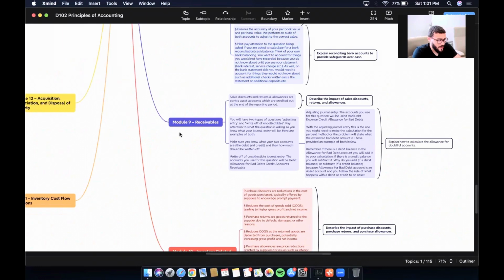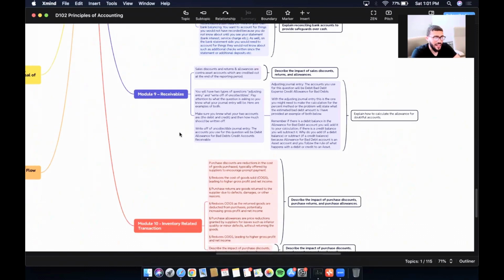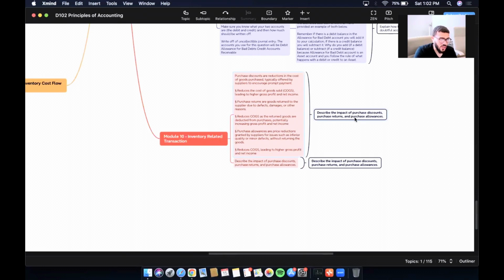Moving on to receivables. We want to describe the impact of sales discounts, returns, and allowances. And then we also want to explain how to calculate the allowance for doubtful accounts. I believe there's, let me see. You want to make sure you keep note of two types of questions: adjusting entry questions and write-off collectible. This exam, you've got to pay attention to the language as much as you can because you can easily overlook something. Module 10. We want to describe the impact of purchase discounts, purchase returns, and purchase allowances. So basically, know what happens to a transaction if you have a purchase discount, return, or an allowance.